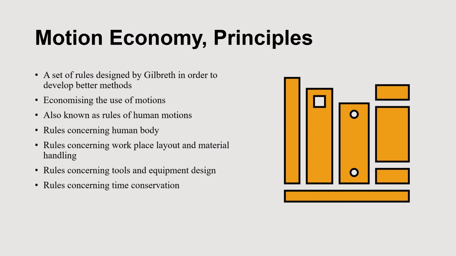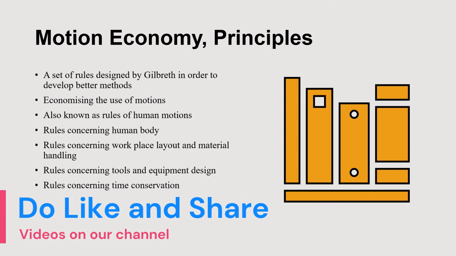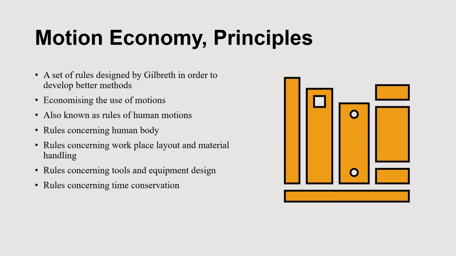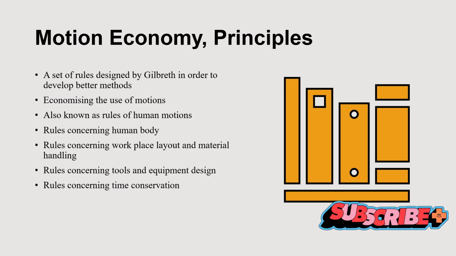Now this is the first principle, that is the motion economy principle. So what is it? Well, let us understand now. Basically it is nothing but a set of rules which have been designed by Gilbreth in order to develop better methods, economizing the use of the motions, also known as the rules of human motions. Rules concerning the human body are considered in this. Rules concerning the workplace layout and material handling are in this, and the rules concerning tools and equipment design.